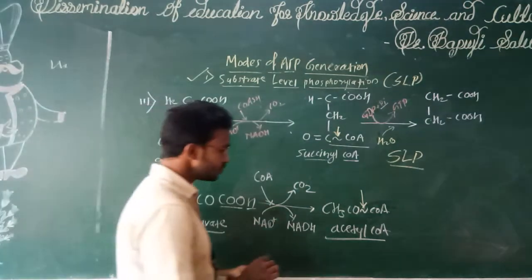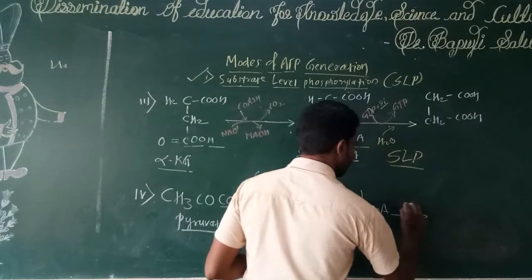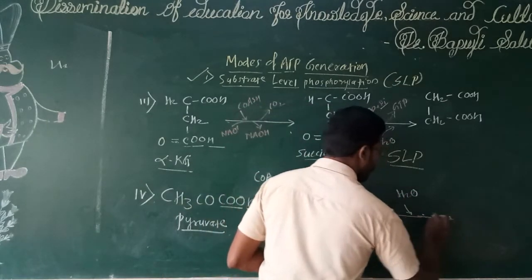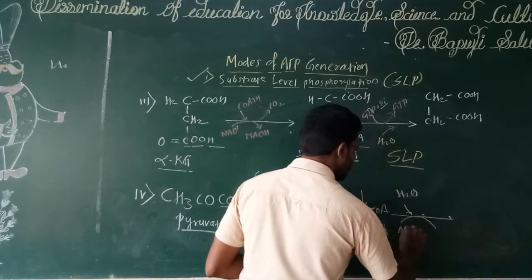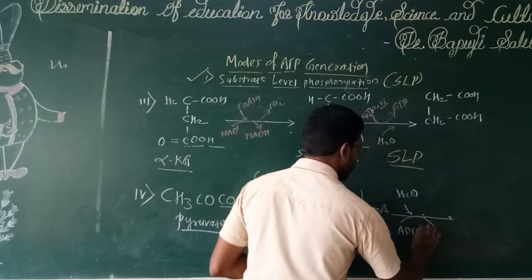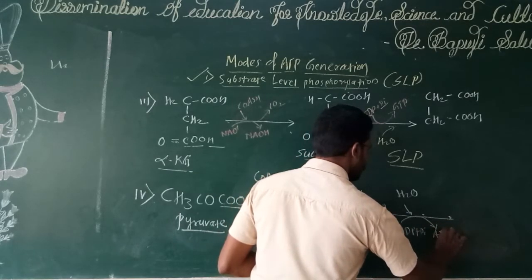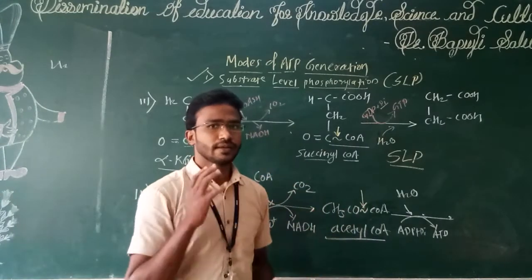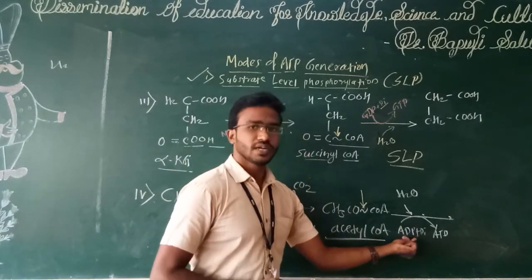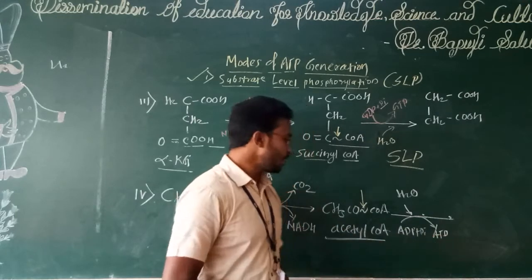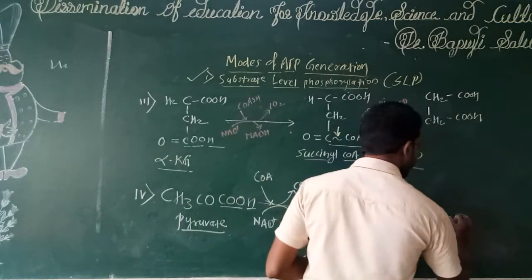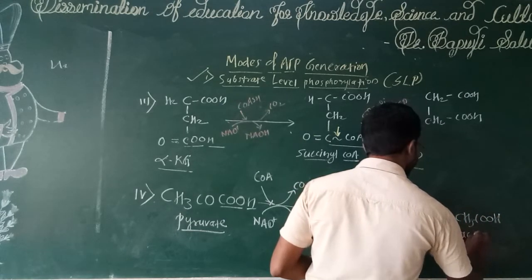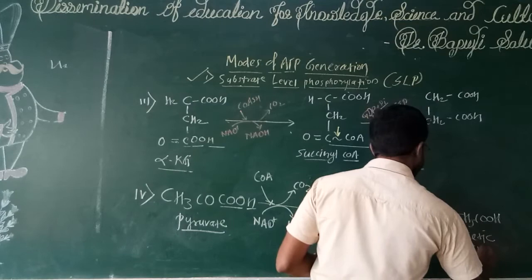Finally, this bond is hydrolyzed. That releases energy, and that energy is again stored in the form of ATP. So here again ATP is generated. A bond hydrolyzed झाला, hydrolyze झाल्यानंतर energy release झाली. That energy is used to add phosphate into ADP. That forms ATP. But the remaining compound is CH3COOH. That means acetic acid. It is acetic acid.